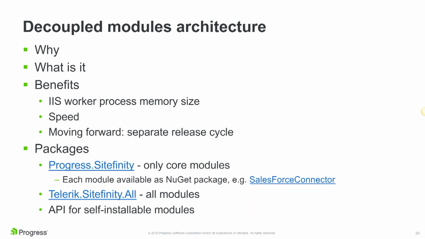For example, the connectors, like we have a new NuGet package for each module, like the Salesforce connector. You can just go ahead and download it as a NuGet package and add it. And we're still keeping the Sitefinity O package, which contains all modules and nothing changes there. In addition to that, we're also introducing an API for self-installable modules, which is going to help developers produce modules which get really easily installed just by dropping them in the bin folder or exposing them as a NuGet package.